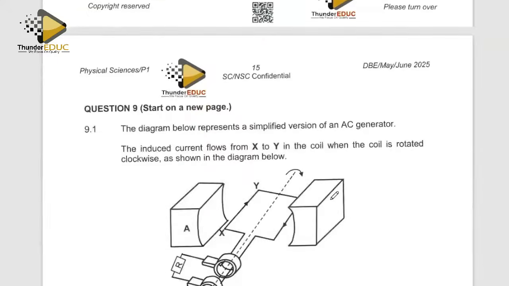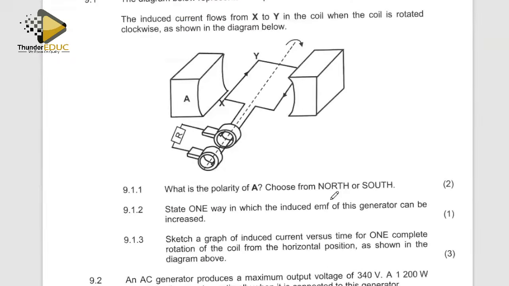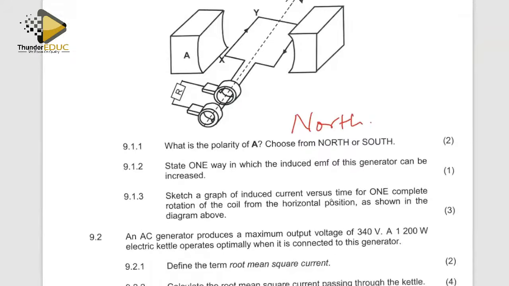Then question number 9, they're telling us we have an AC generator, which polarity. So using the right-hand rule, the polarity of A is basically the north. State one way in which the induced EMF of this generator can be increased. You basically need to increase, okay, the number of turns.